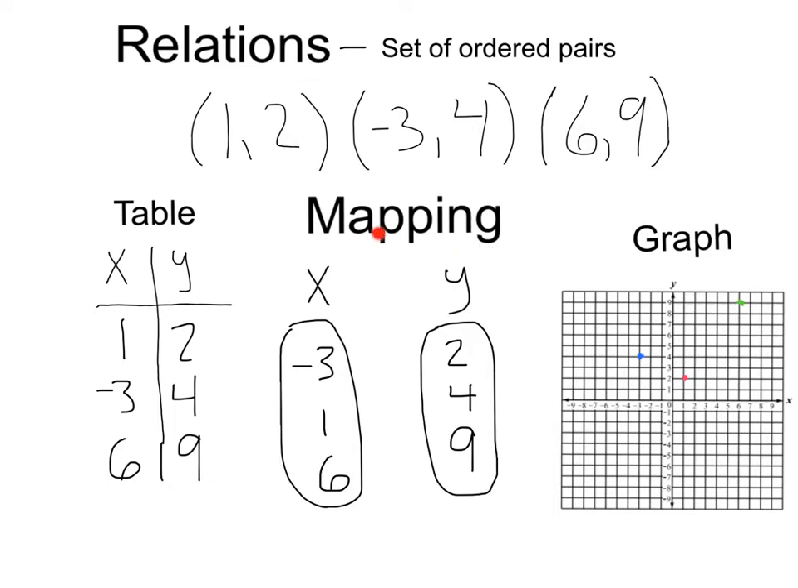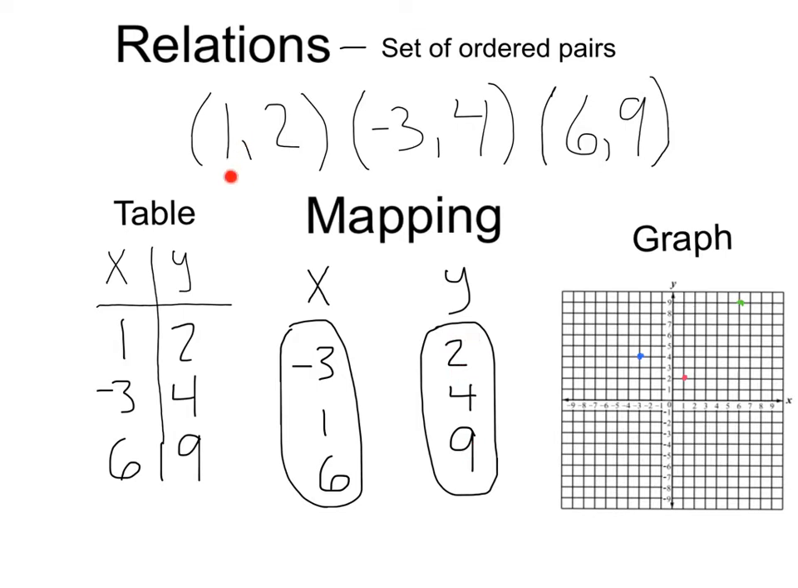And what you have with a mapping is an x kind of area here and a y area here, and all your x values go in this column under the x. See, we have the -3, the 1, and the 6. I put these in order, but you don't have to. Also, we've got a 2, 4, and 9. These are all the y coordinates, and those go in your y area.